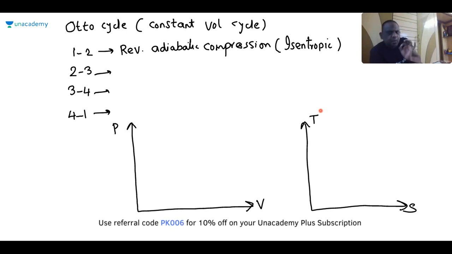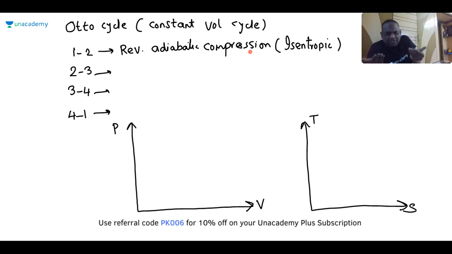First, understand, whenever I say something, see what we say in our regular subscribe course: NC section is intact. NC section means no comment section. Okay, now observe, NC is applicable, means no comments. 1 to 2 is reversible adiabatic compression.